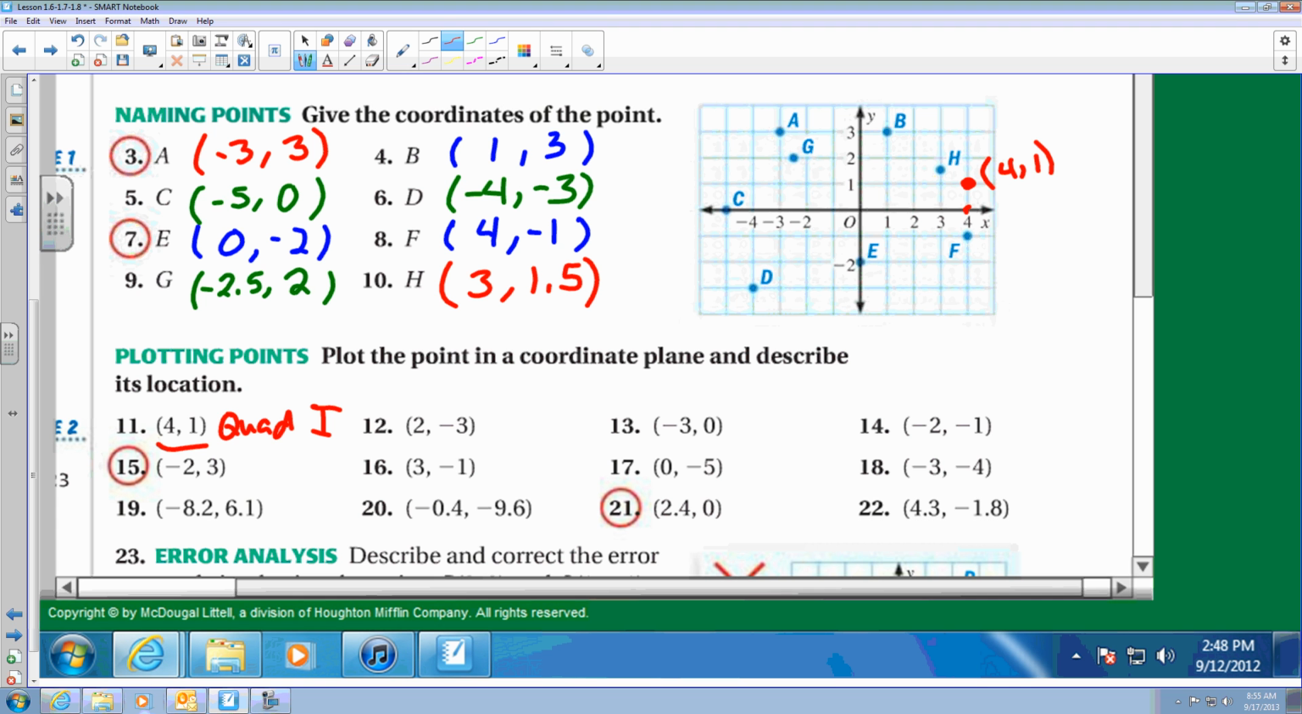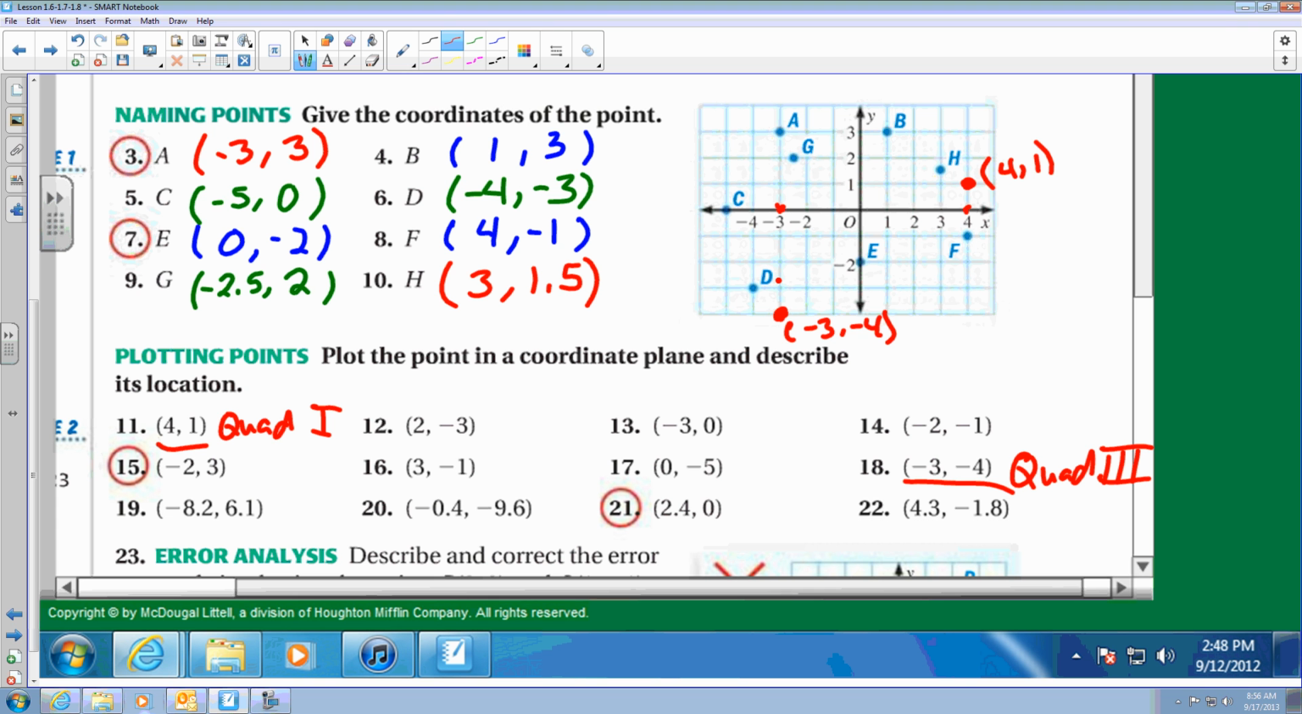Okay? Now if I look at, say, 18, that would be negative 3, so that's going to be left 3, so 1, 2, 3. And it's going to go down 4, so 1, 2, 3, 4. So this point right here is negative 3, comma, negative 4. Like I said before, if it's in quadrant 3, both values are negative. So this is where I can say this is in quadrant 3.